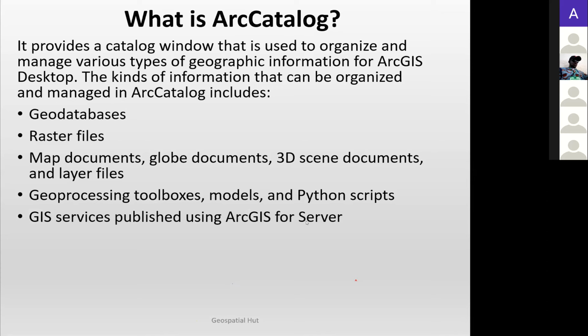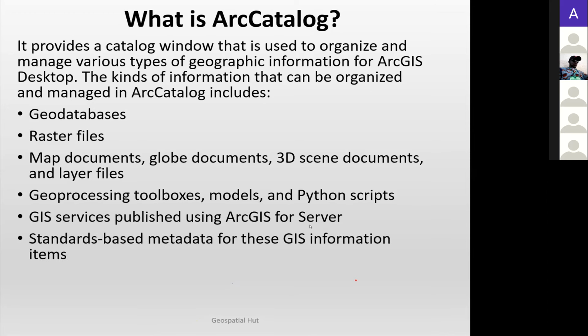GIS services are published using ArcGIS for Server. So these are the things that the Arc catalog does. And there is standard-based metadata for this GIS information. Metadata is more like the attribute of the data, and we will learn more about it. When you create data, you may want to tell people about the data: its history, when it was made, the date, who created it. All these are found within our catalog, and much more, because we cannot talk about them all.